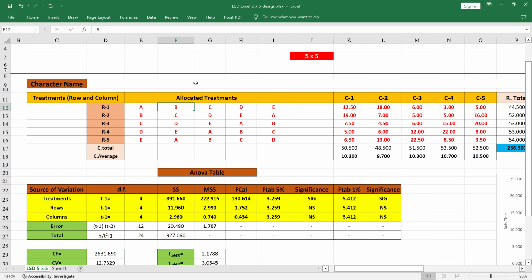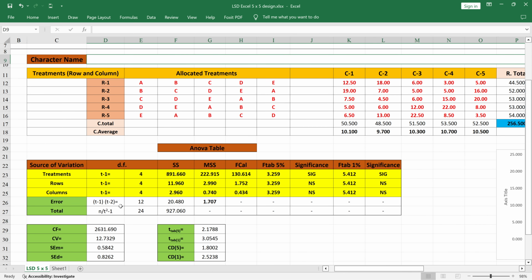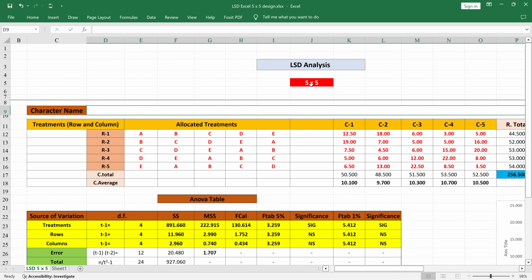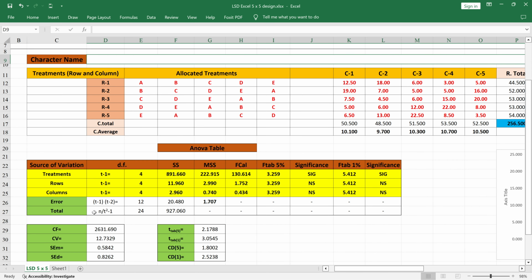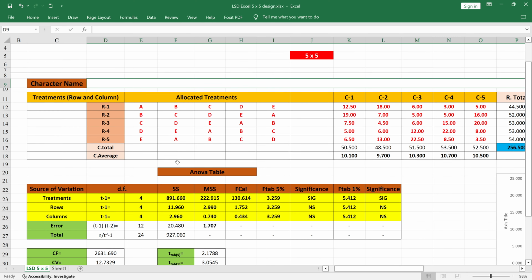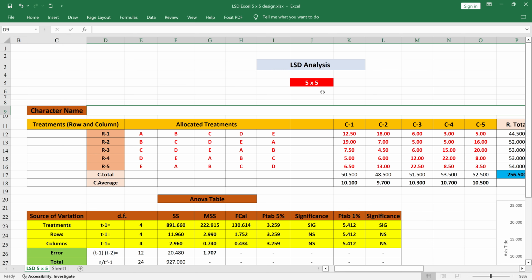And why only 5 by 5? Because we should consider the error degrees of freedom. You see here the 12, because by the thumb rule the minimum error degrees of freedom should be 12. If you want the design for 4 by 4, we will provide that as well. 3 by 3 also we will provide, but sometimes they need it. Only if they consider the error degrees of freedom should be 12, then you should follow the 5 by 5.